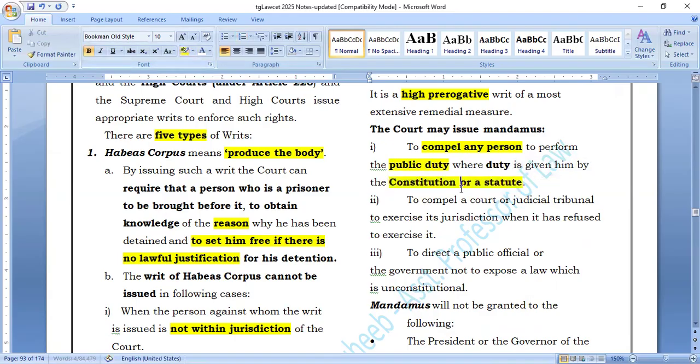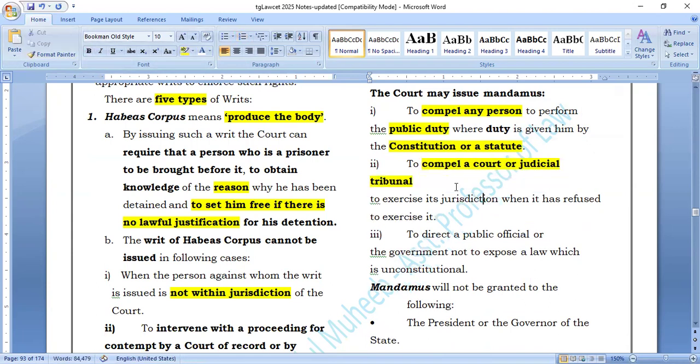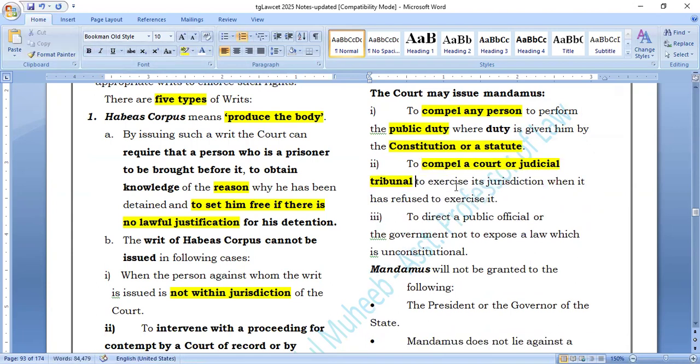Next. To compel a court or judicial tribunal to exercise its jurisdiction when it has refused to exercise it. So when a court says that it won't work or it won't help, then this writ can be used. Next.